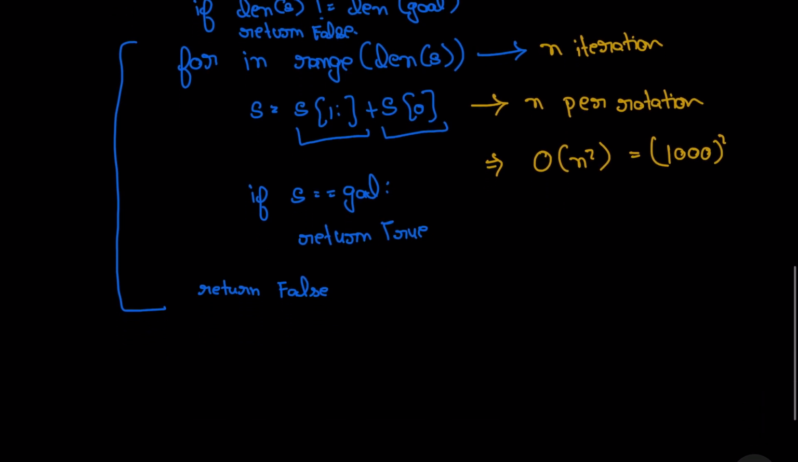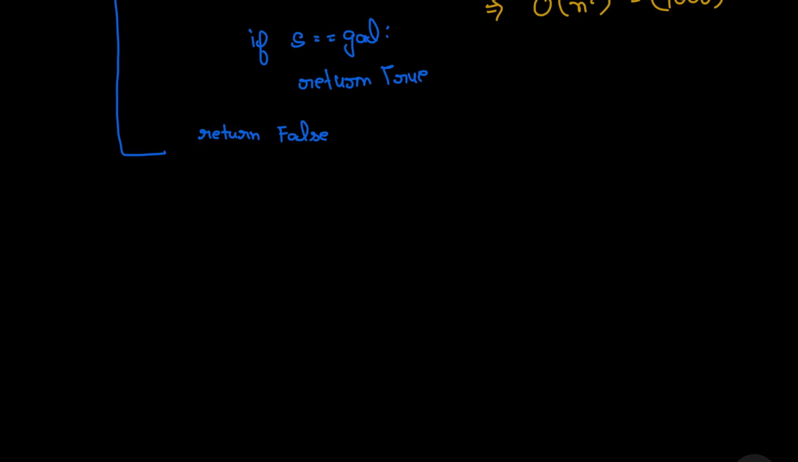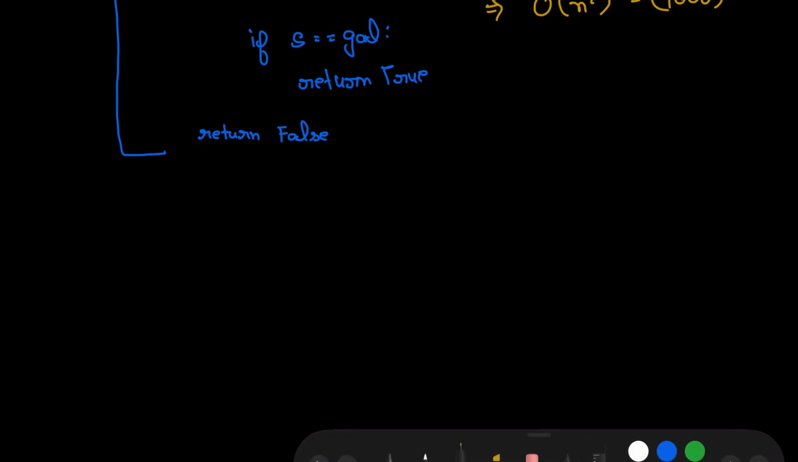Now there is another solution to this. The next solution is fairly simple, easier to write, and with lesser complexity. I'm defining a method, rotateString. This method will again take two parameters: one is S and another is goal. To solve this one now, we will use a very simple trick.